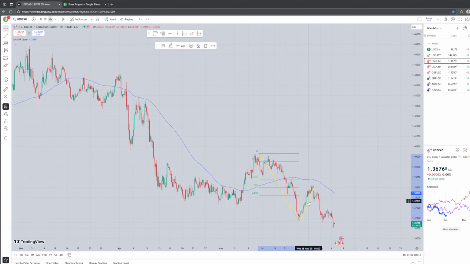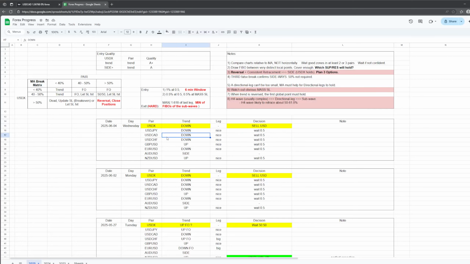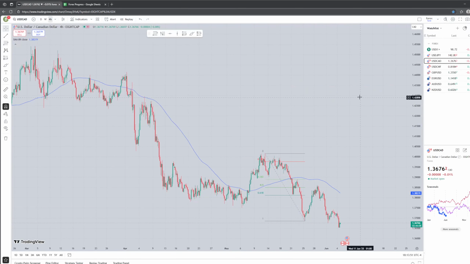Okay, let's write it down. USD Canadian dollar, loonie trend is down, leg size is nice. Our decision is to wait for at least a 50% retracement.